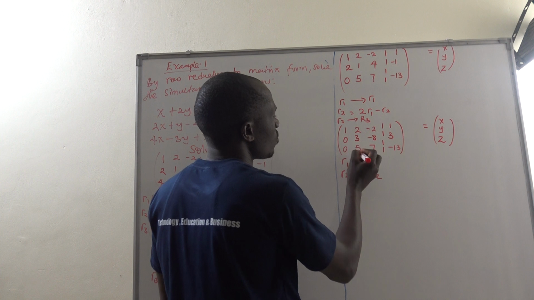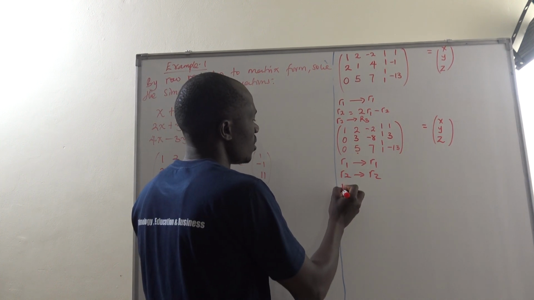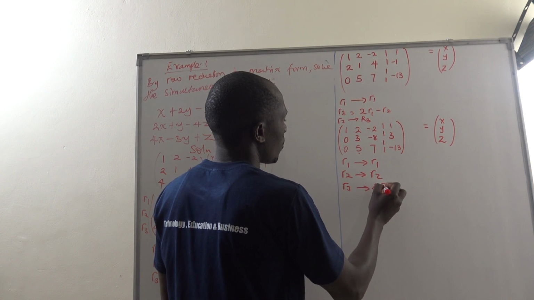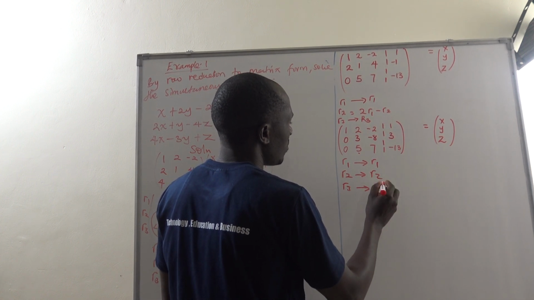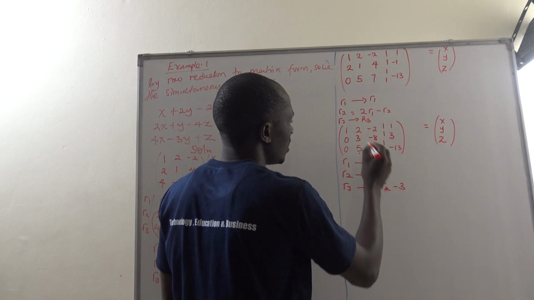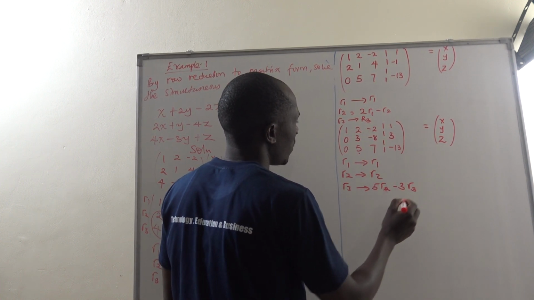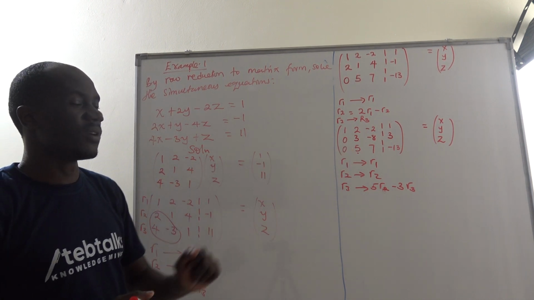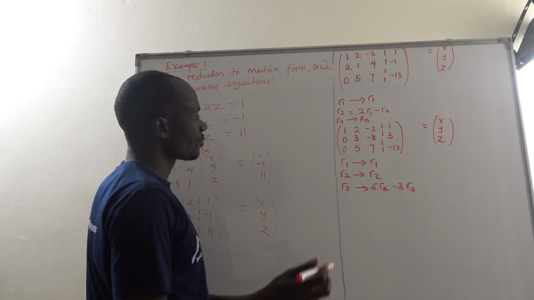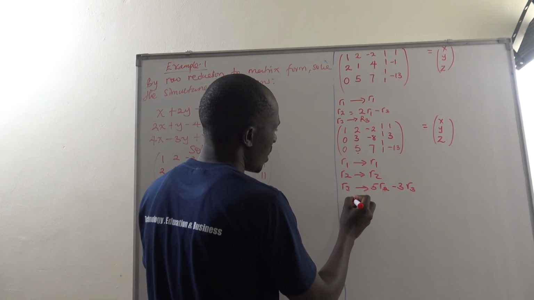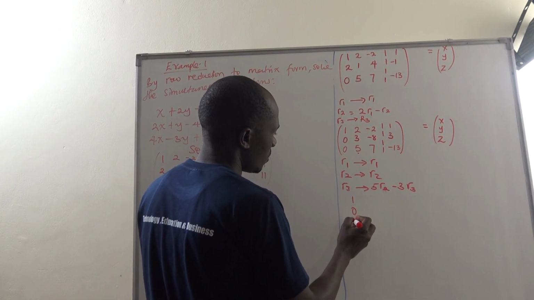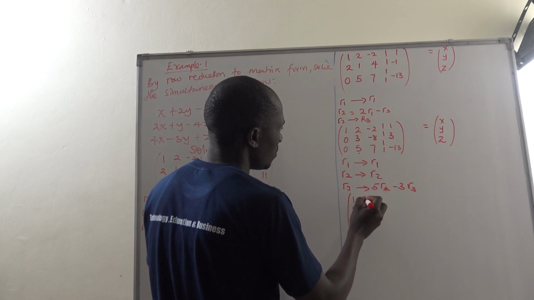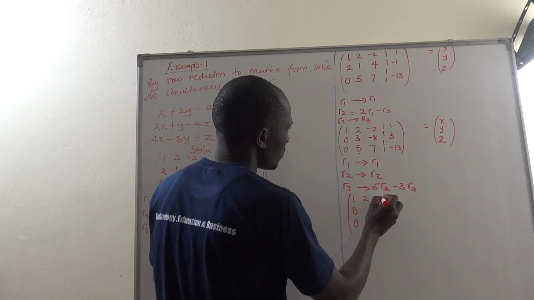So in this scenario, row 1 remains as row 1, and row 2 remains as row 2. My interest is to eliminate this one to create a 0. We go to row 3. Row 3 is going to be 5 times row 2 minus 3 times row 3. So that's what you can do in order to eliminate that 5 also to become a 0. So we write this is 1, 0, 0. We are moving to 2. This is negative 2.